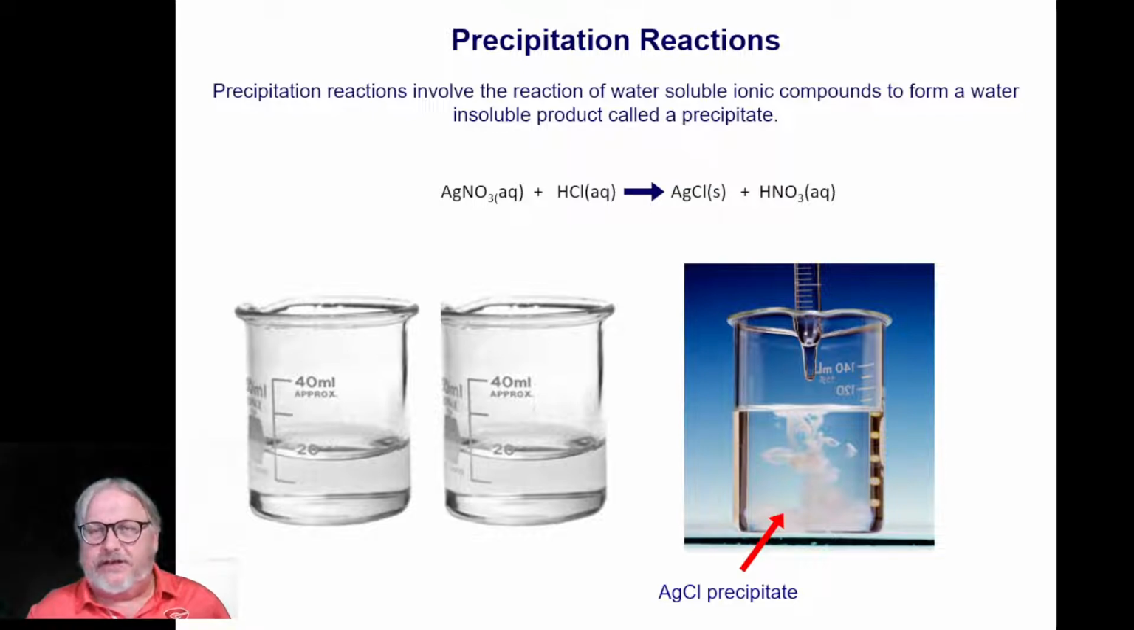called a precipitate. So then we have two clear compounds here, silver nitrate and hydrochloric acid, aqueous. And when we mix them together, silver chloride will fall out of solution. Notice it's a solid, and the nitric acid is aqueous, so you still have those ions in solution. But you notice you have a cloudy precipitate of silver chloride.